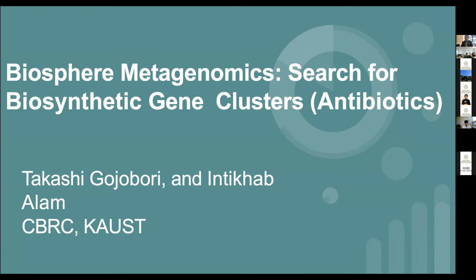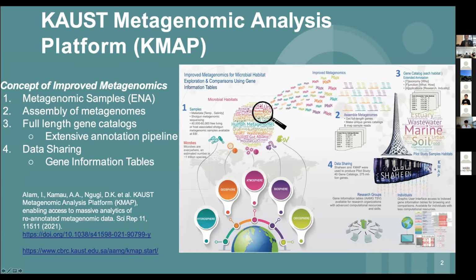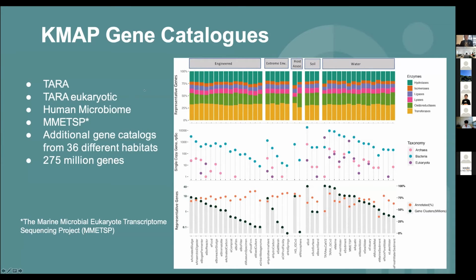Of course, we are interested in the evolutionary implication of this huge number of genes. This is the same field, but we have metagenomic samples, assemblies, and full-length gene catalogs, extensive annotation, then data sharing. Of course, I think there are a lot of questions and issues, such as how we can define a gene or how we can categorize. But maybe just aside from such a heated discussion, why don't we have a large picture of our gene world on the globe?